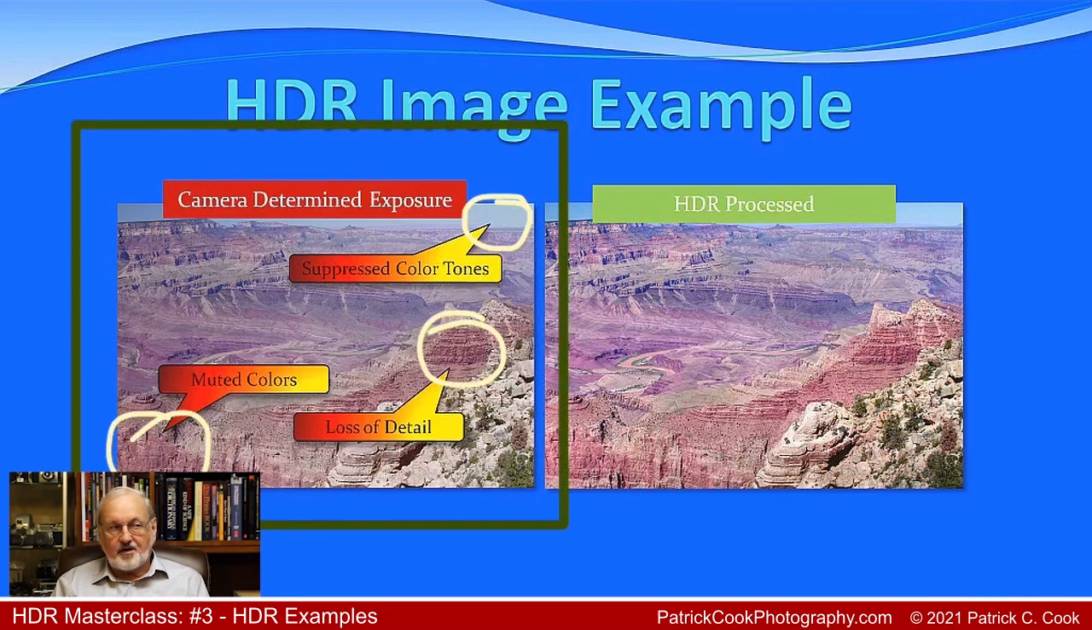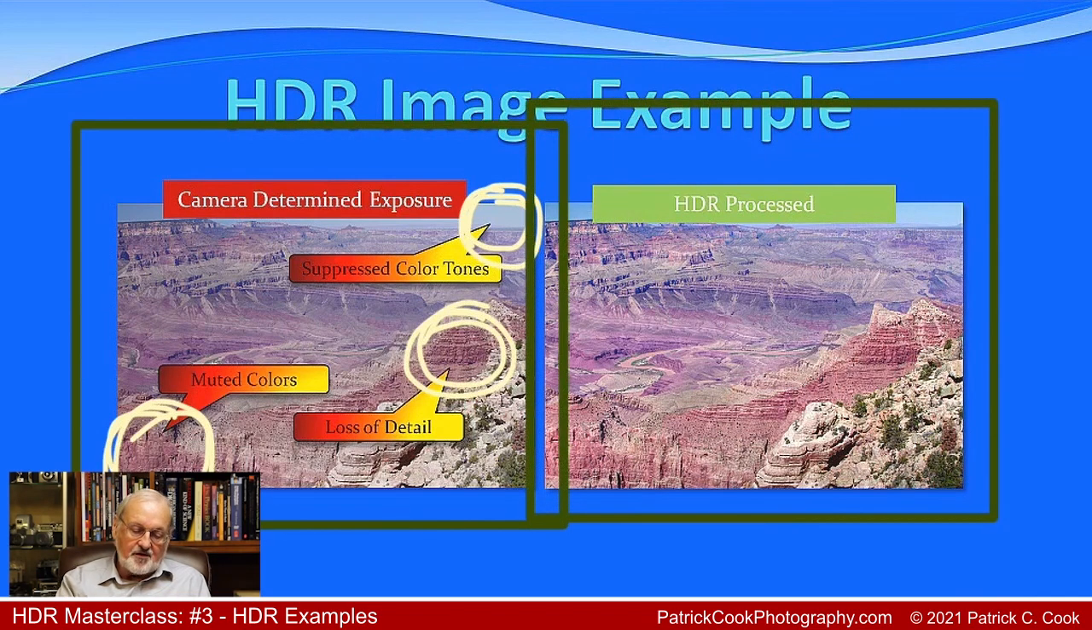I'm not necessarily trying to deal with the highlights and the shadows. This is not so much an exposure or a dynamic range situation as it is trying to recover tonal values, trying to capture the vibrant colors that I as a human being saw, and also trying to recover or retain detail. So HDR photography goes beyond exposure compensation. On the right, this is my HDR processed image.